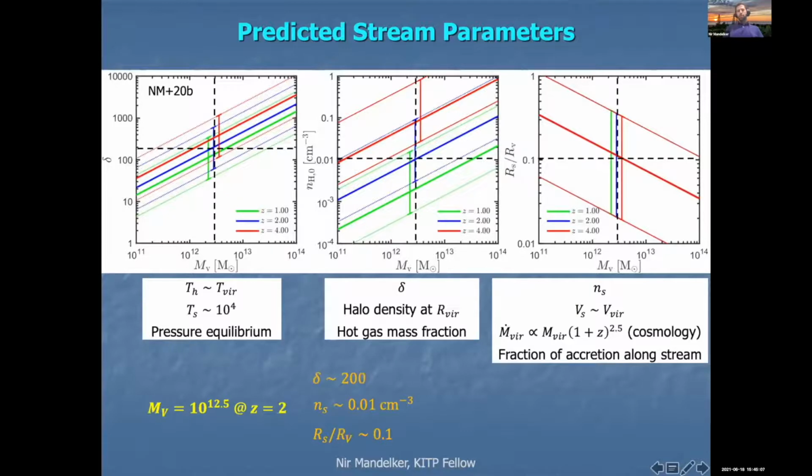And just for example, if we were to look at a halo mass of 3 times 10^12 solar masses at redshift 2, this model would predict a density contrast of order 200, a stream density of order 10^-2 hydrogen atoms per cubic centimeter at the virial radius, and a stream radius of order 10% of the virial radius.